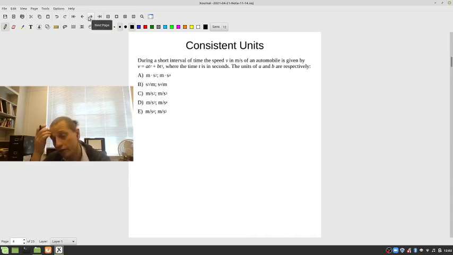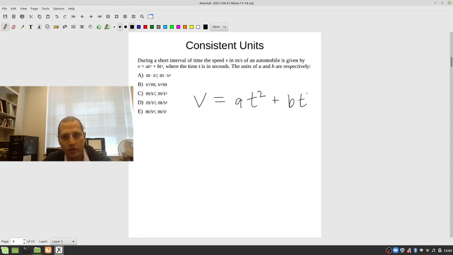Okay, another thing that physicists are very good at realizing, that some people in other disciplines seem confused about sometimes, is that if you add two things together, those two things have to have the same units. Otherwise, you're going to come up with nonsense. So here's a good example of that. Let's say you have an equation that has this form: V equals A T squared plus B T cubed. Okay, now time is going to be in seconds, and then velocity is going to be in meters per second.